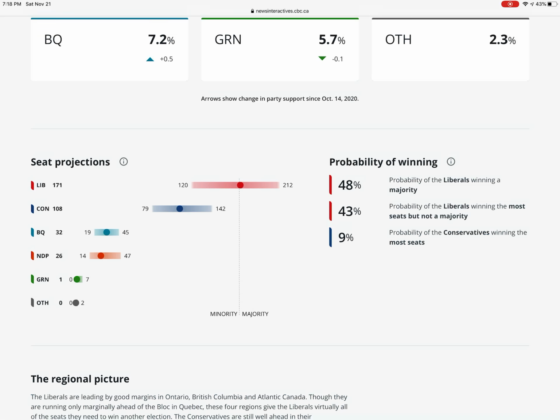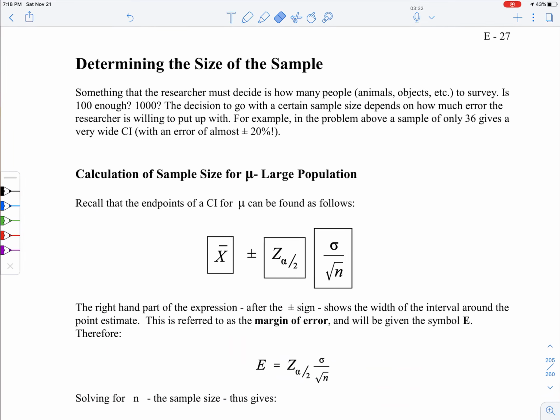One thing I'm not going to get into is because we're dealing with a number of different parties, it's a little more complex than just a straight binomial problem. So we're not asking, would you vote for the Liberals or not? This is a little more complex kind of distribution here where you're taking into account a lot of different parties here. And so that's why the margin of errors are different here. But it's the same concept.